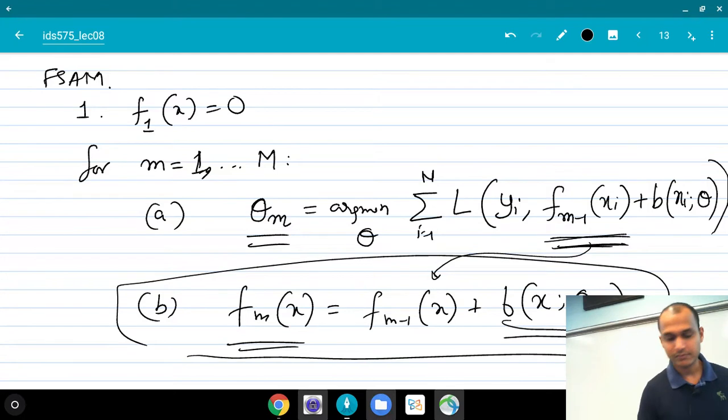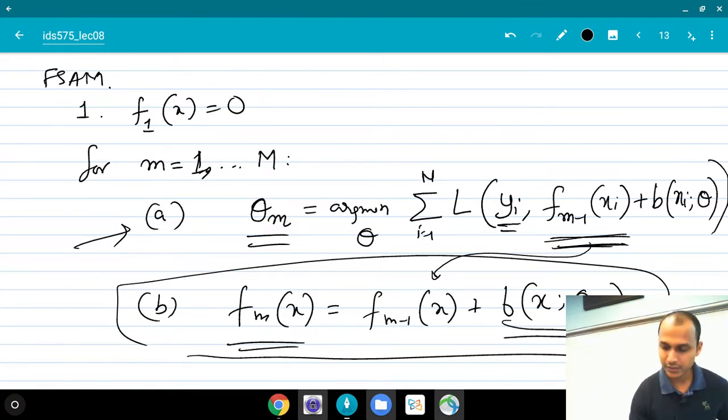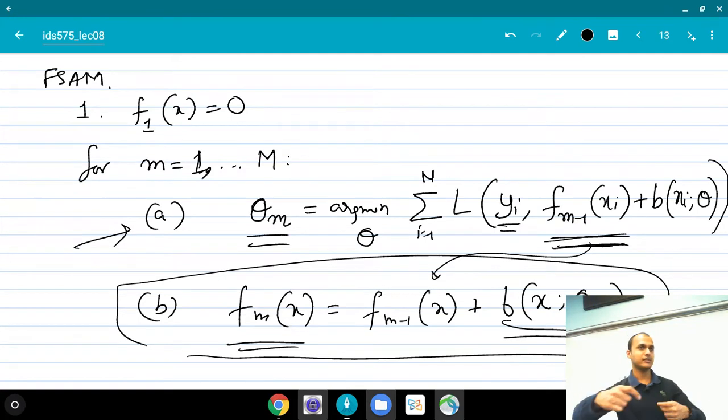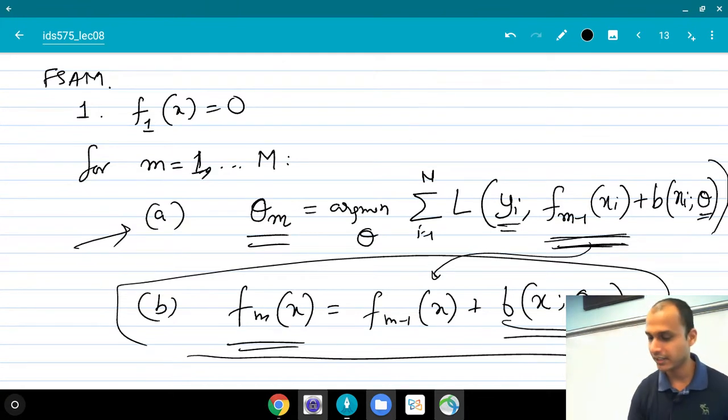Okay, so this part is clear, updating a bunch of additive models. I created a new model and just added it to my previous sum of models, right? This part is saying you're making a prediction for the ith observation using the previous m minus 1 models. It could be off. I want to figure out another model, b, which at this data point along with your previous models can predict the yi better. That's the b I want, and for that I'll figure out the theta.